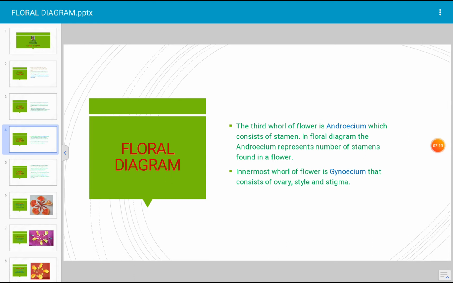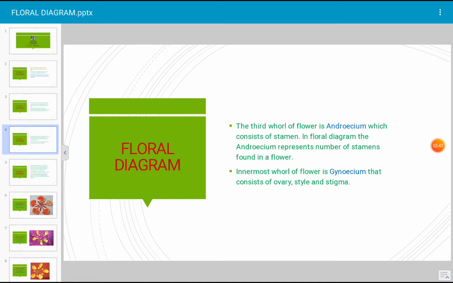And the androecium is the third whorl of the flower, which consists of stamens. In the floral diagram, the androecium represents the number of stamens found in the flower. Even the position of the stamen, whether it is opposite to the petals or alternate to the petals, can also be expressed diagrammatically in the floral diagram. Okay. And next, the innermost whorl of the flower is the gynoecium.